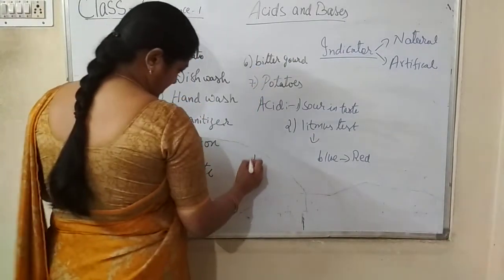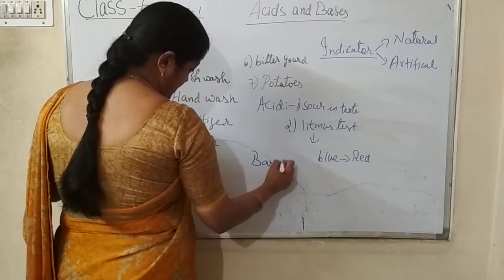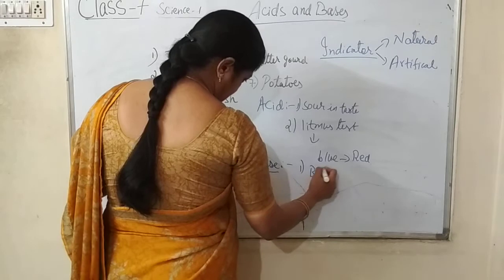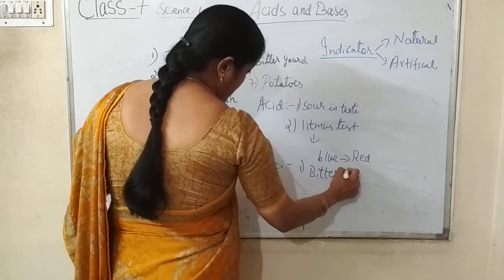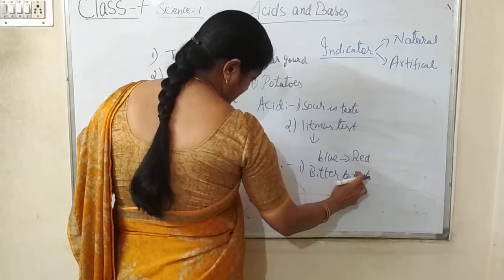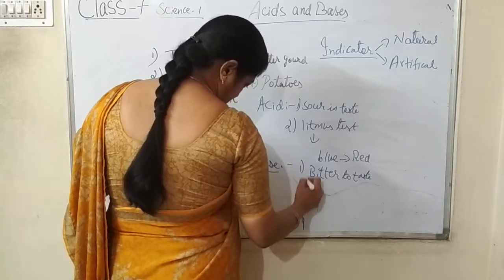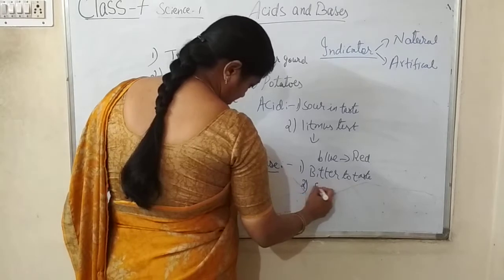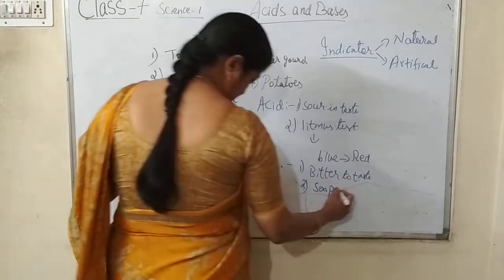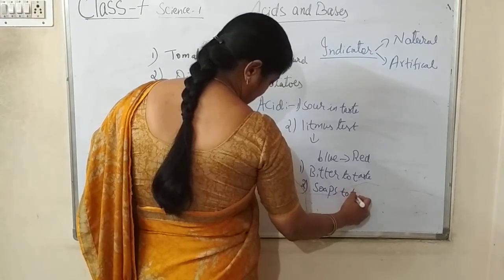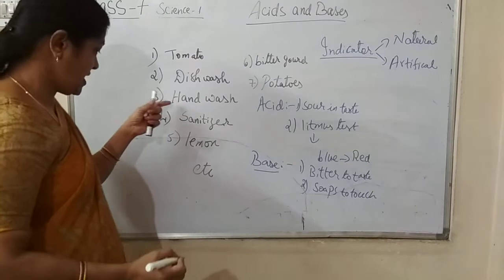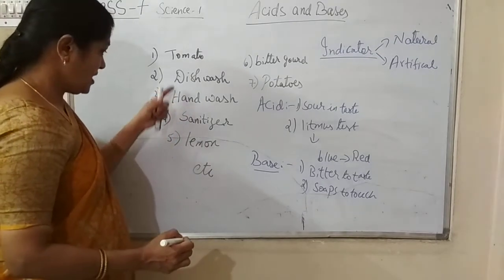It's the opposite. A base is a substance which is bitter to taste, and soapy to touch. If you touch them, they will be soapy. Bases are soapy to touch. The best examples are dishwash and hand wash.